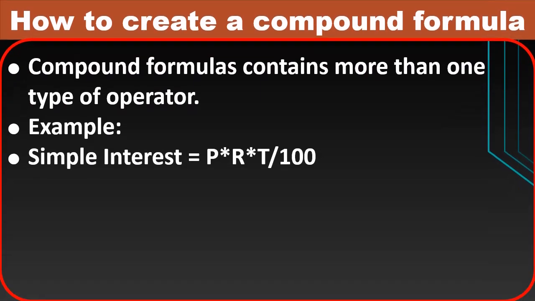So next is how to create a compound formula. So compound formulas contain more than one type of operator. If a formula contains more than one operators of different type, then it will be a compound formula. One example I have given here, like simple interest calculation, that is principal amount into rate of interest into time divided by 100. So here in this formula, multiplication sign is there, also division sign is there. That's why it is a compound formula.